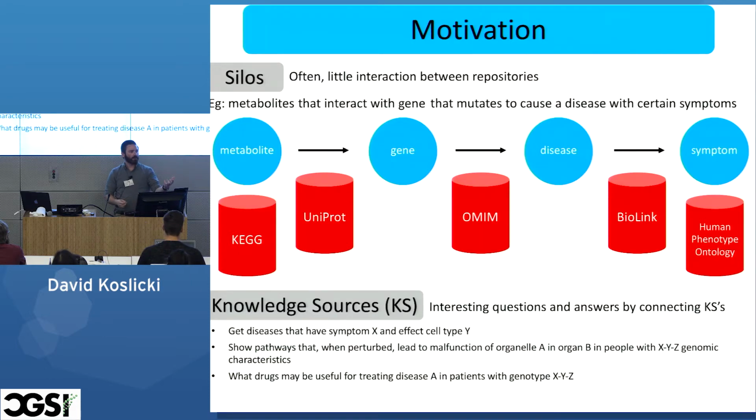Or how can we find different drugs to treat certain individuals that have certain phenotypes or genotypes? So we want to answer these interesting questions. We want to use this information in the knowledge sources, but it's somewhat difficult to connect them together. So I guess that went away too quickly, but how? How are we going to be able to do this?